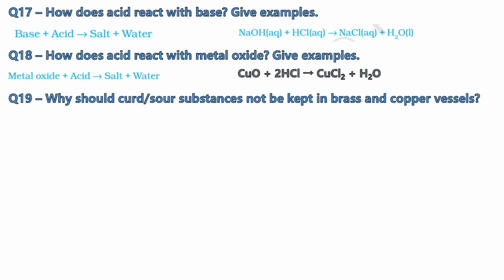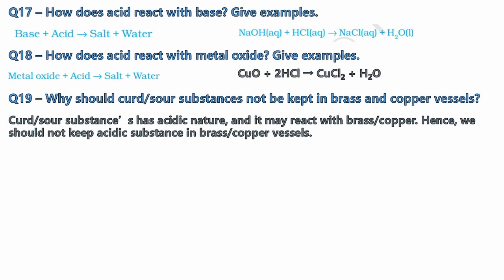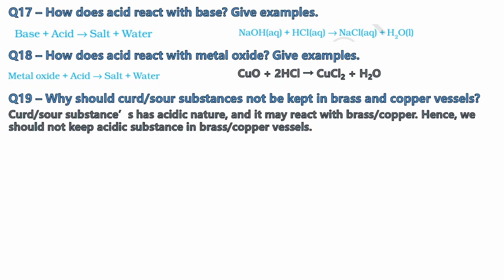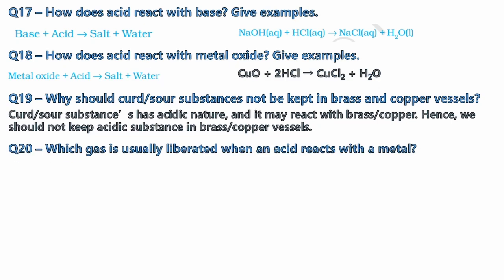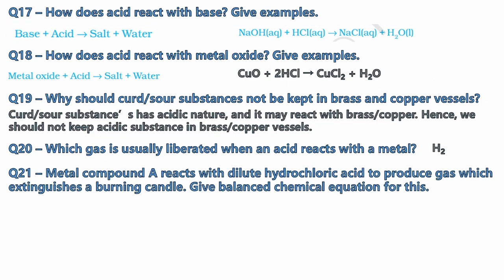Why should curd or sour substances not be kept in brass or copper vessels? Curd or sour substances have an acidic nature, because of which they will react with brass and copper. When they react with brass and copper, we get substances which are not edible. Hence, we should not keep acidic substances in brass or copper vessels. Which gas is liberated when acid reacts with metal? This we already know. When acid reacts with metal, we get hydrogen. So the answer is hydrogen.